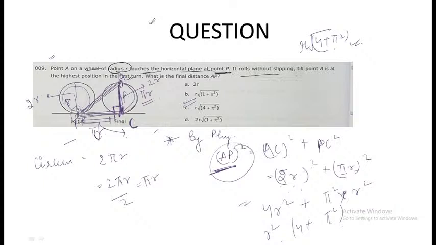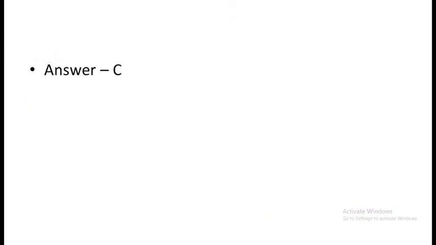Is it clear to everyone? Very simple question. If you know the formula for how to find the circumference and how to apply the Pythagoras theorem, you will be easily able to solve this question. Is it clear to all? Mayank, is it clear to you? Because you have marked the answer wrong. And other students also, just check whether this question is clear to you or not. If yes, we'll move forward to the next question. Clear? Okay, let's move forward.